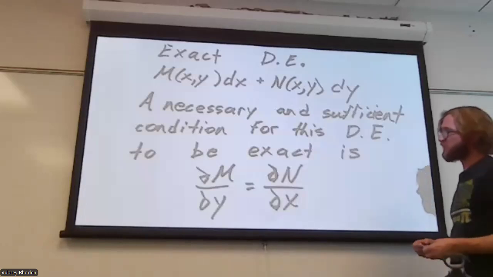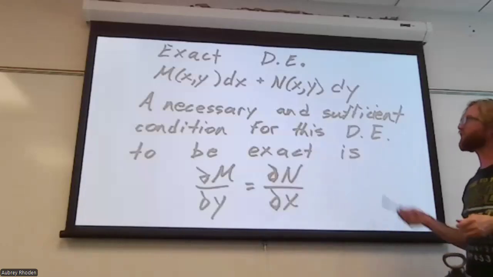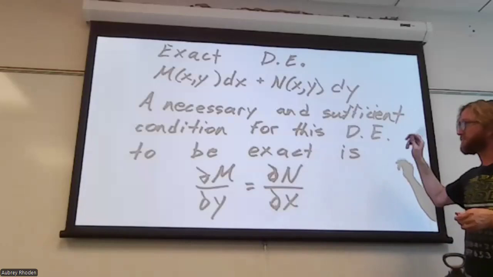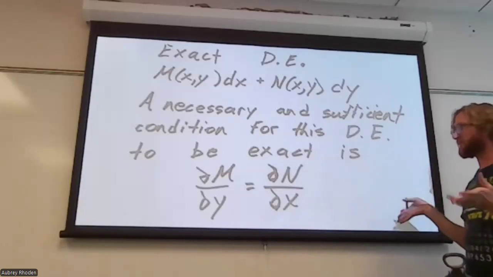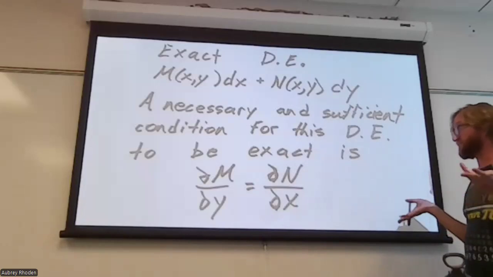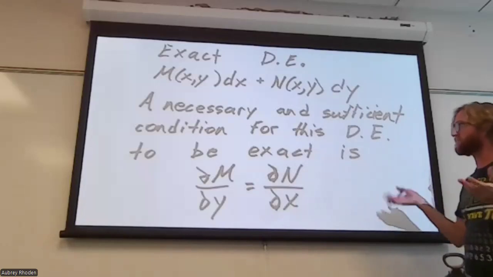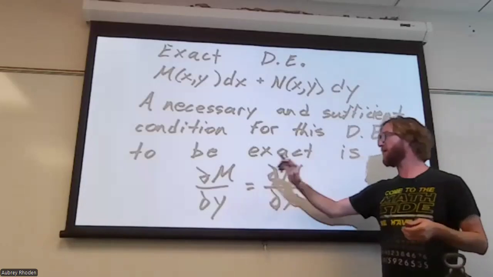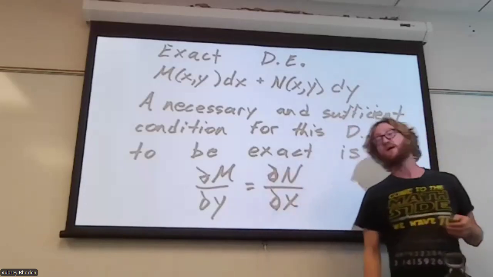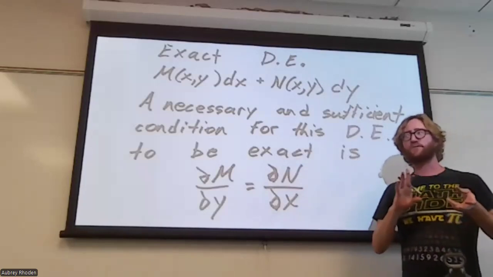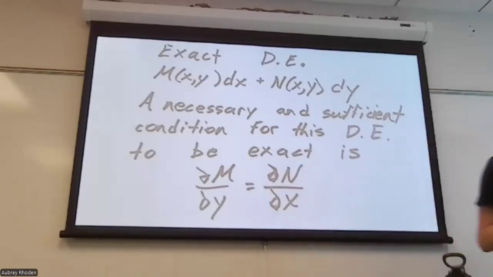Okay, so exact differential equations. You have a differential equation of this form, this set equal to 0. A necessary and sufficient condition for this to be exact is the partial derivative of this guy with respect to y equals the partial derivative of this guy with respect to x. Okay. So let's see what's so good about this problem.